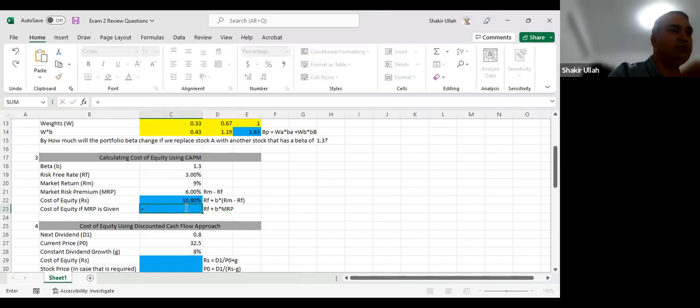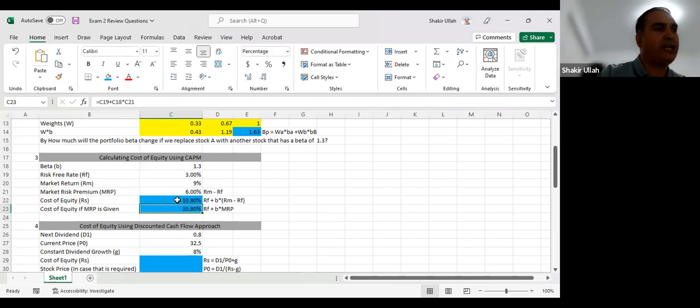So we construct this: equals RF, which is 3%, plus beta, which is 1.3, multiplied by MRP, the market risk premium, 6%. I do that, and I get the same answer as I got with the previous formula. It's just that in one case the information is given in one way, and in the other case you might be given just the market risk premium instead of the market return. So you can calculate the cost of equity using that formula.